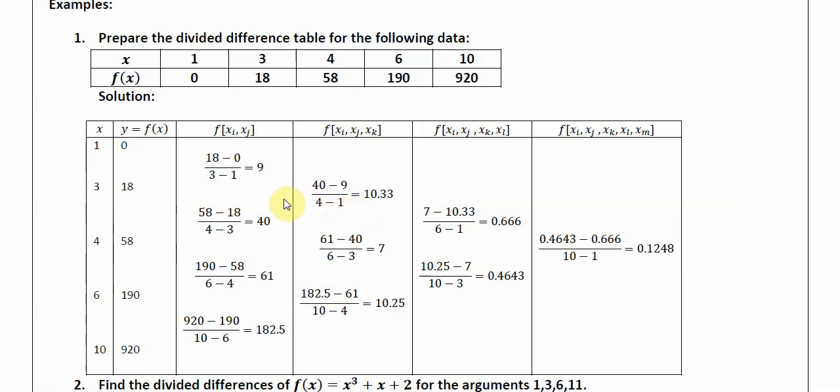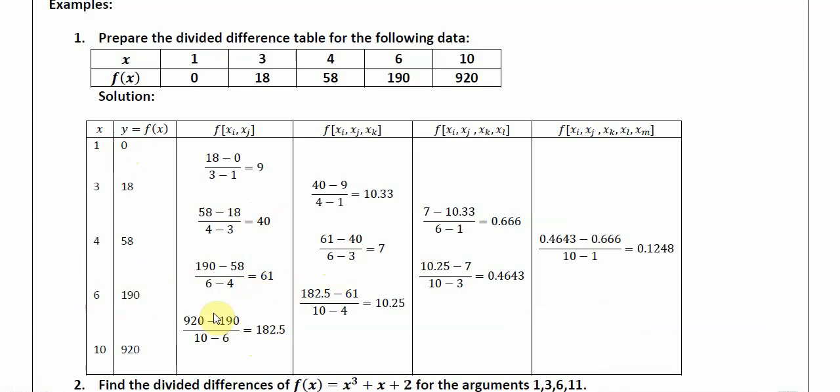So this one we shall come to now. This is 40 minus 9. What are the values of x? Diagonally down it is 4. Diagonally up it is 1. That is 4 minus 1. The second order difference is 61 minus 40. So that we have the first order differences. Okay. Now we do this. So 61 minus 40 divided by diagonally down 6 minus 3.